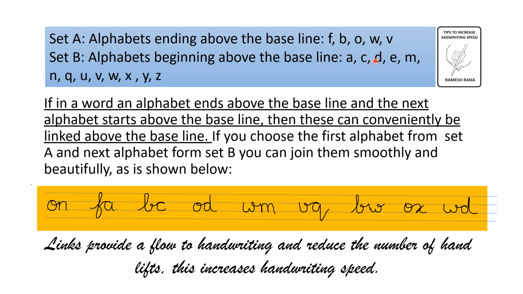If we can do it, then we have the first alphabet ending above the baseline and the second alphabet beginning above the baseline, and they can conveniently be connected. For example, O ends above the baseline and "end" can be started above the baseline. So O and this you can see they are conveniently connected. Same way FA, BC, OD, WM: W ends above the baseline, M can be started above the baseline, and they can conveniently be connected. Therefore, we should use this method.